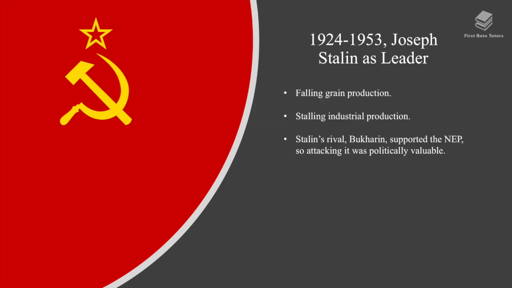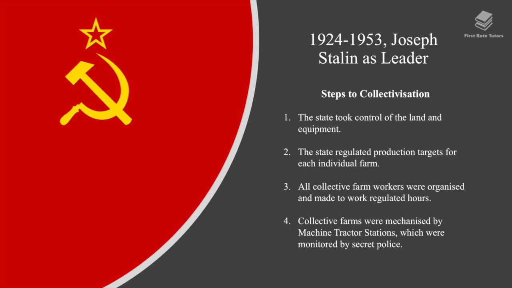falling grain production, stalling industrial production, and Stalin's rival Bukharin supported the New Economic Policy, so attacking it was politically valuable for him.